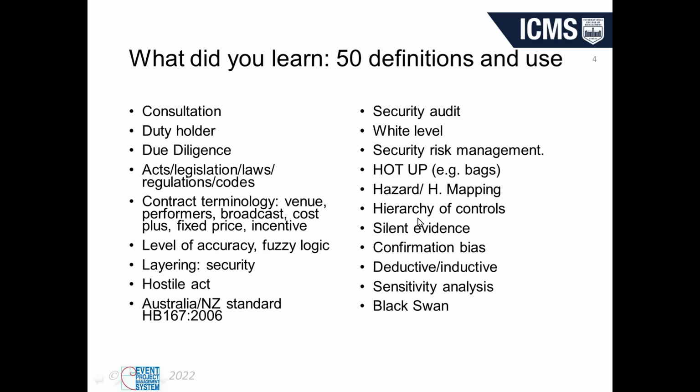Think of the things about hazards. Hazards are vital stuff that you know, because that's what other people use in risk management on site. It's all hazard mapping, etc. And then I taught you a little bit about logic, because as I said, risk is about decision making. So you have to know about things like confirmation bias and silent evidence. And remember, deductive and inductive. And of course the black swan.